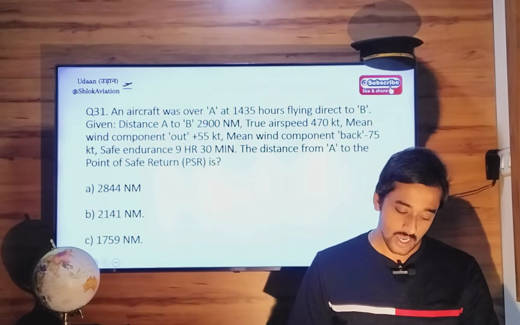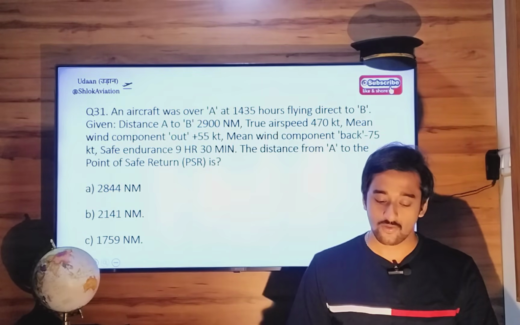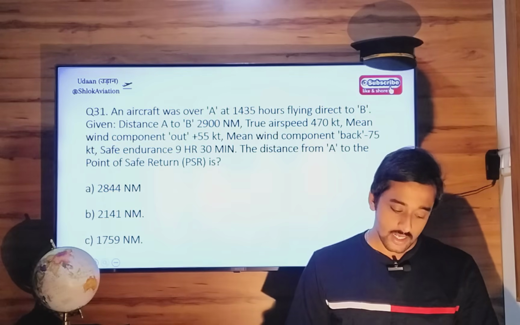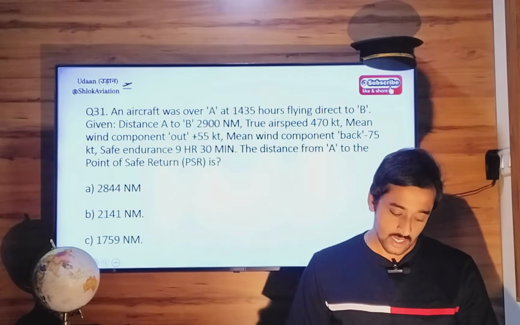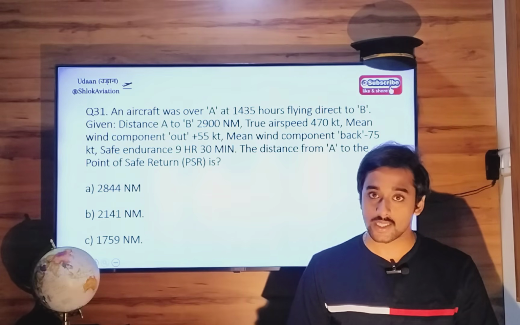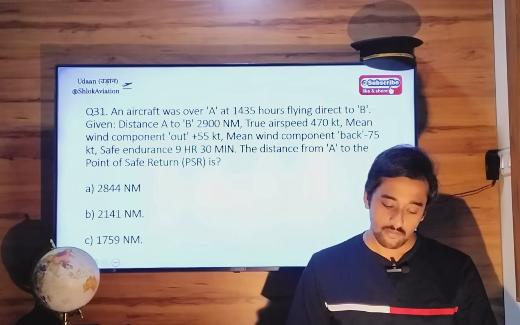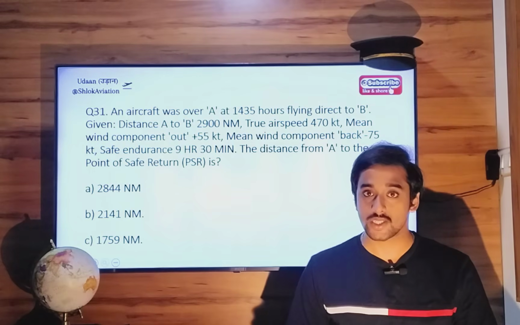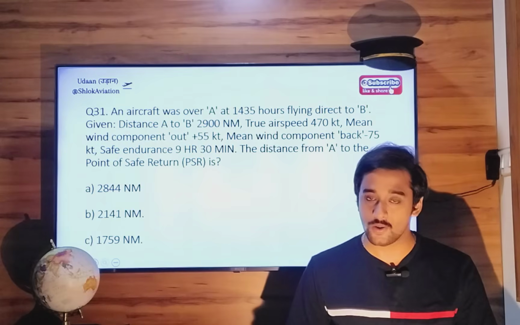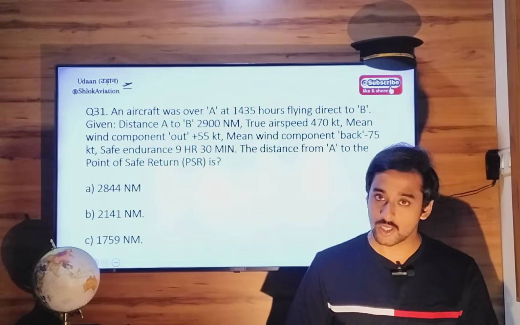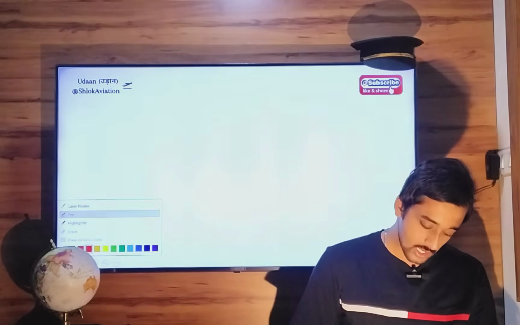Aircraft was over A at 14:35 hours flying direct to B. Distance between them is 2,900 miles. True airspeed is given. Outbound wind component is a tailwind of 55. Mean wind component back home is a headwind of 75 knots. Endurance is given to you. What is the distance from departure to point of safe return? So let's draw the diagram.